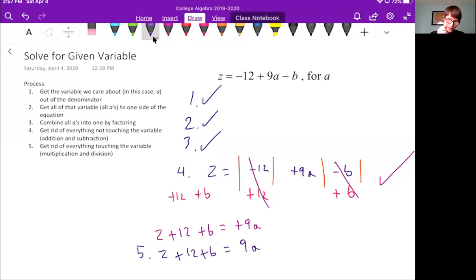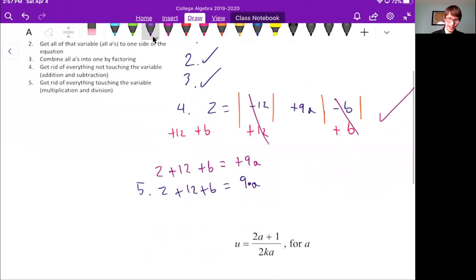So we've got to figure out what is touching a. Well, what is touching a is this 9 here. This 9 is touching a. And in fact, it's being multiplied by a. So we've got a 9 times an a. So if we've got a 9 times an a, we've got to do the opposite to get rid of it. So we just have to divide. So we'll divide both sides by 9.